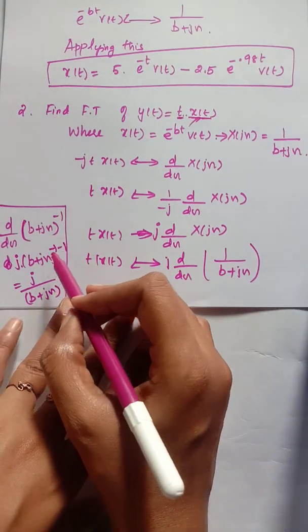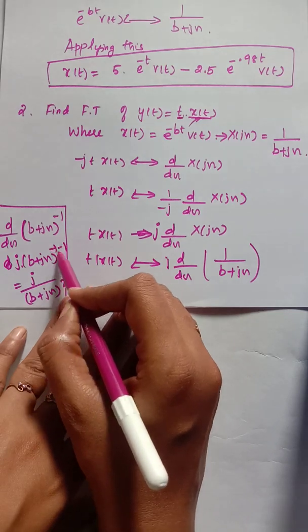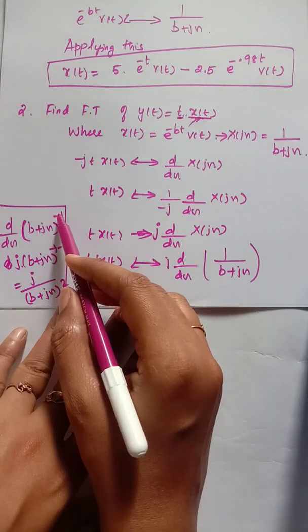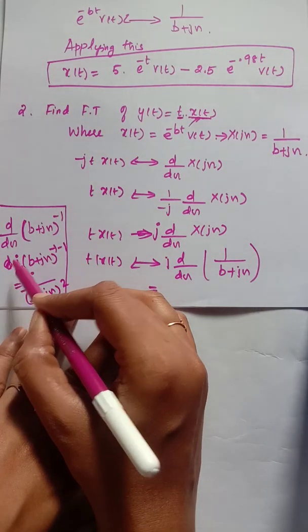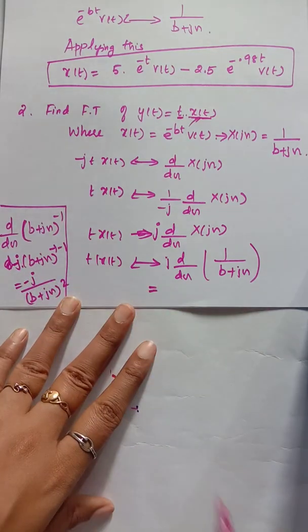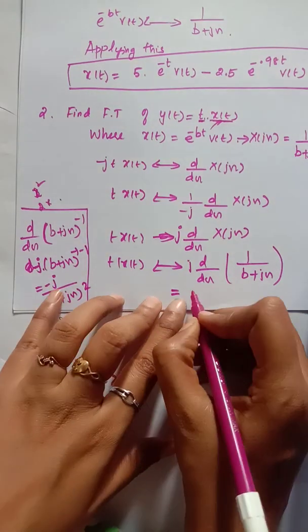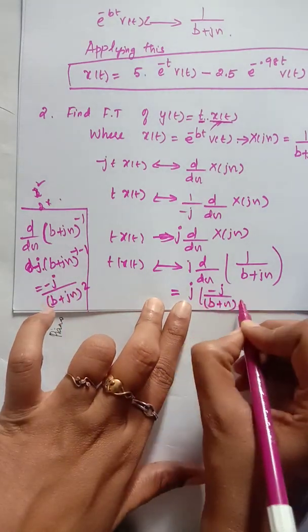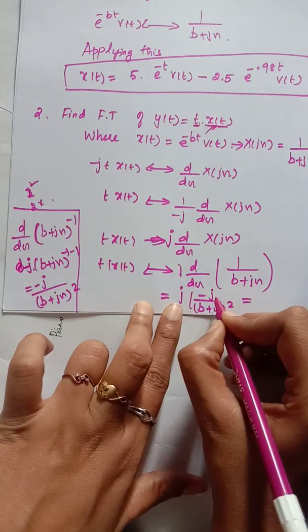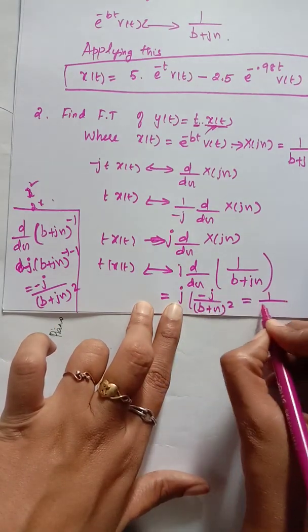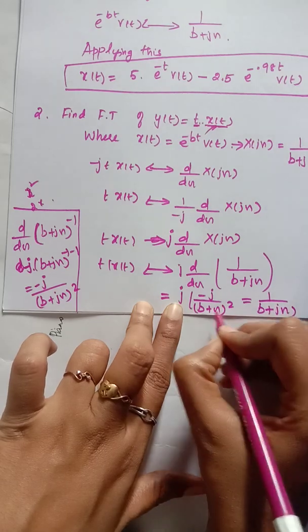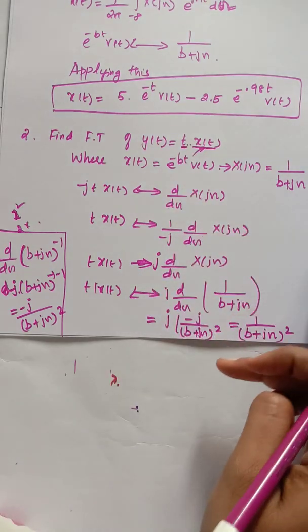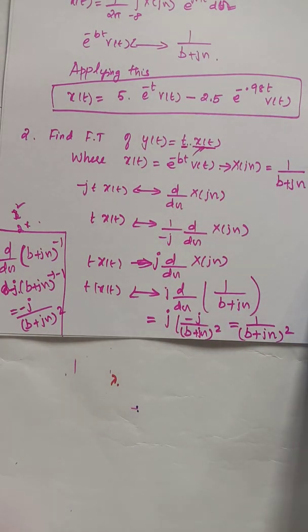You also need to multiply by the coefficient, so you will get minus j divided by b plus j omega the whole square. Here j squared is minus 1, so it becomes plus, giving 1 divided by b plus j omega the whole square. So this is the answer. By applying the property itself, we can obtain the answer.